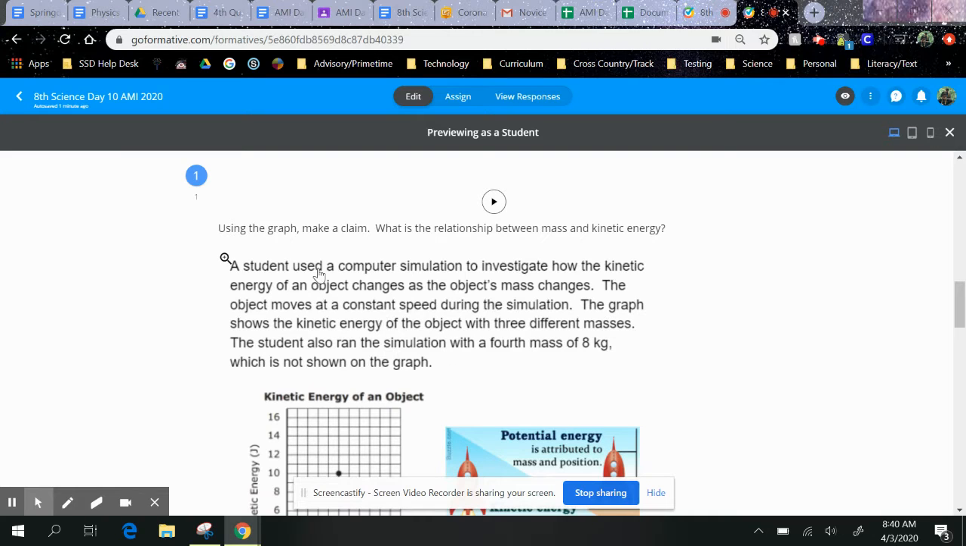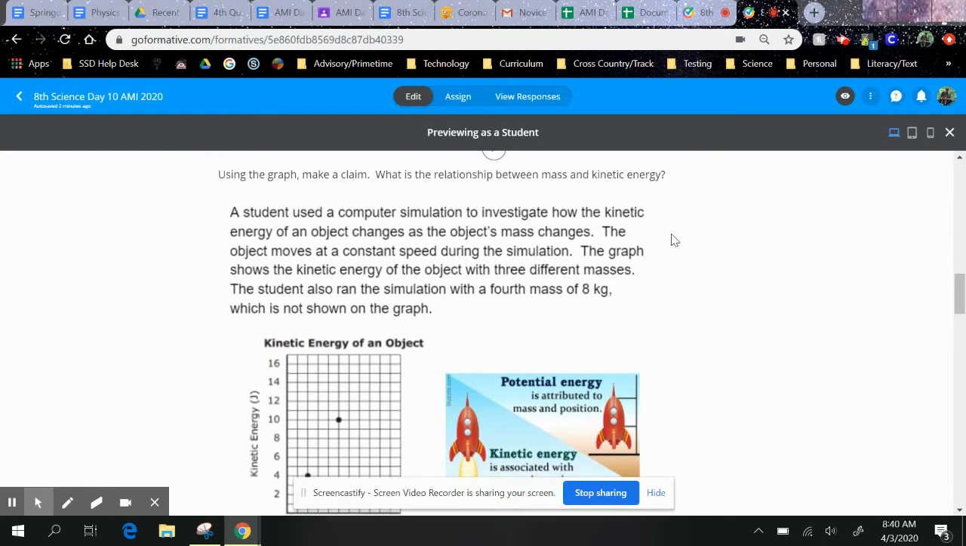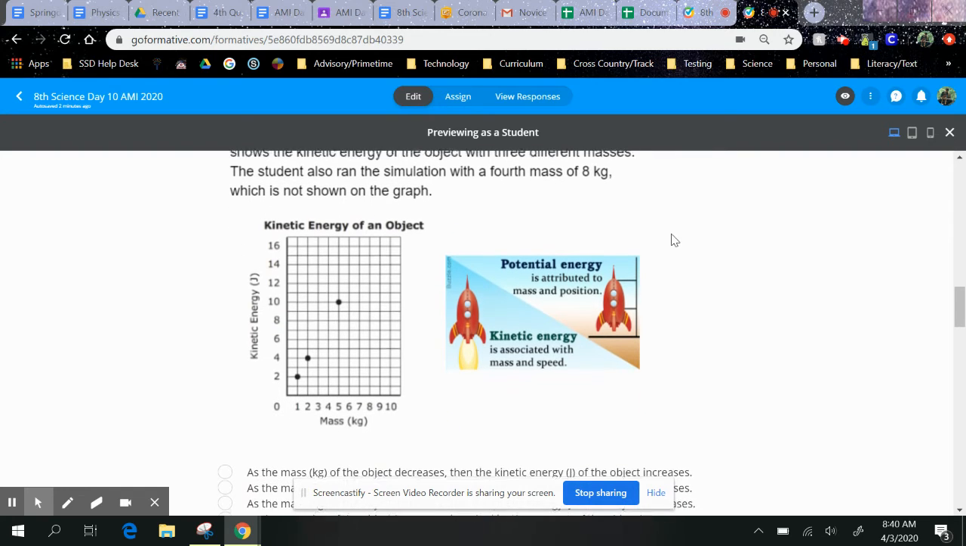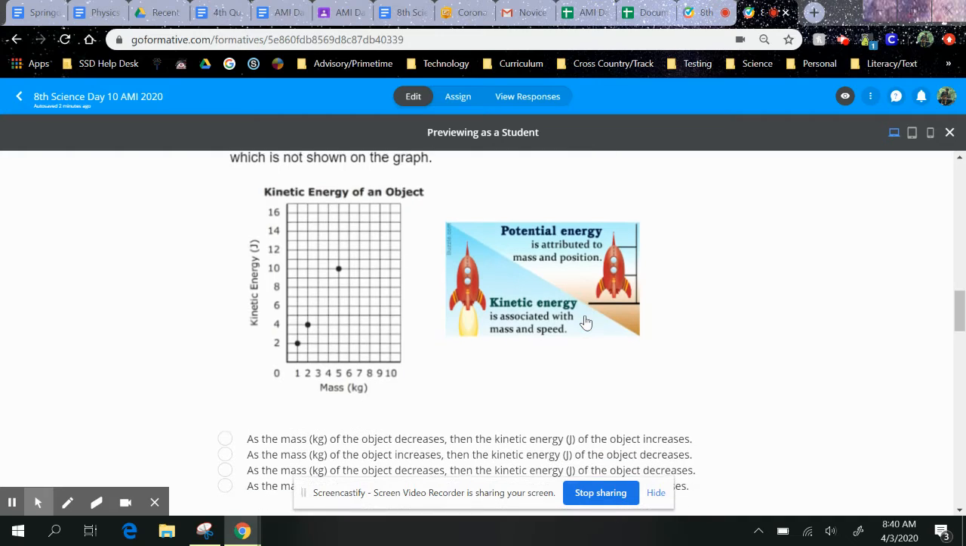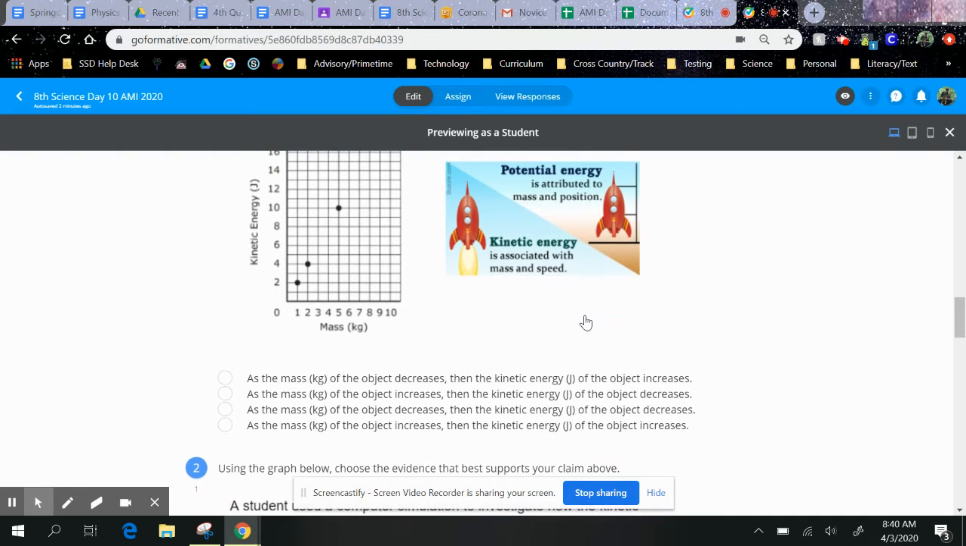Okay, question number 1 for day 10. It says, using the graph, make a claim. What is the relationship between mass and kinetic energy? So we have our graph down here, and I put the definition for both kinetic and potential energy for you guys. And then we have our answer choices.